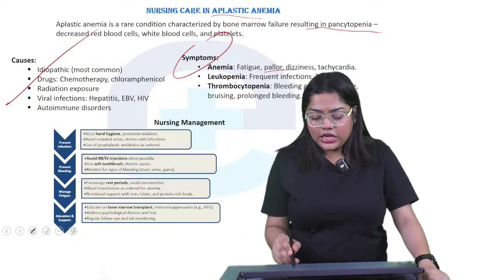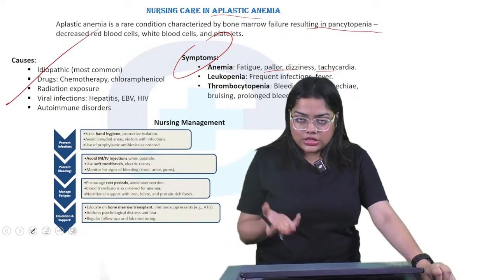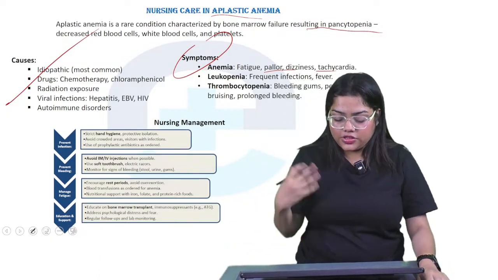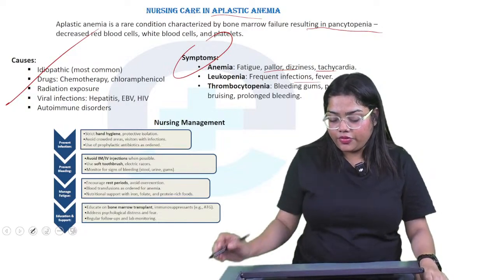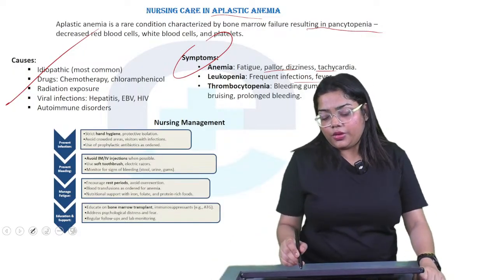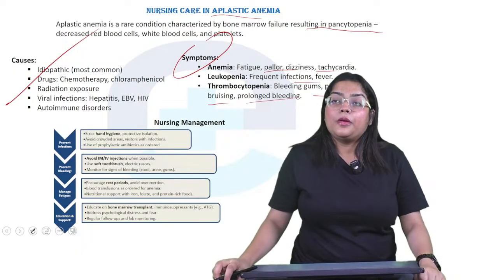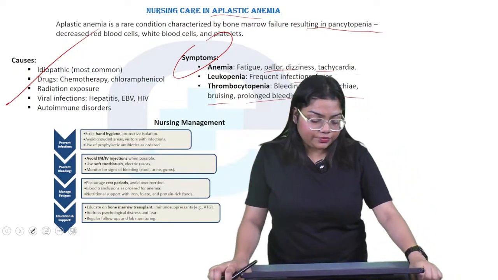Then symptoms. So what are the symptoms? Symptoms include fatigue, pallor, dizziness and tachycardia. When leukocytes decrease, in leukopenia, there will be frequent infection and fever. And if it is thrombocytopenia, then there will be bleeding gums, fatigue, bruising and prolonged bleeding.